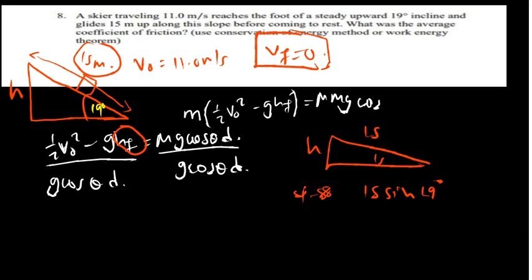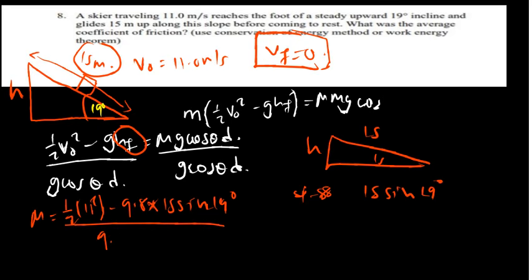So let's now plug in the values. We are going to have mu as half times the velocity, which is 11, squared, minus 9.8 times 15 sin 19 degrees, if you want, you can just put it there directly. Then divide by 9.8 times cos of 19 times the displacement, which is 15. What's the answer?